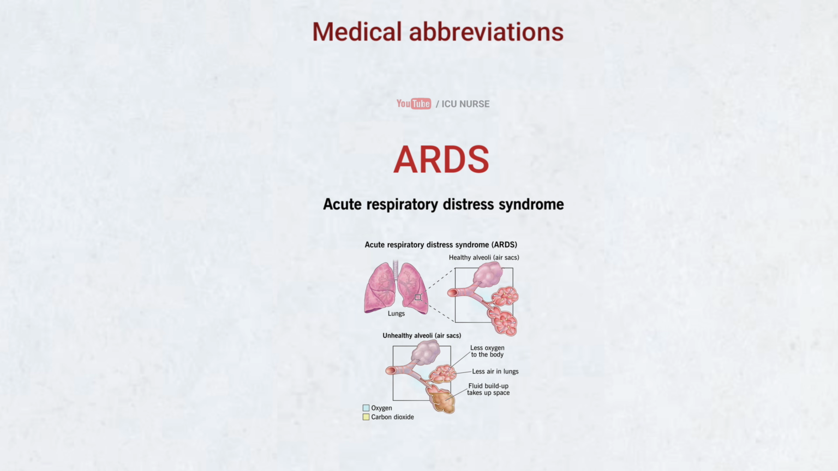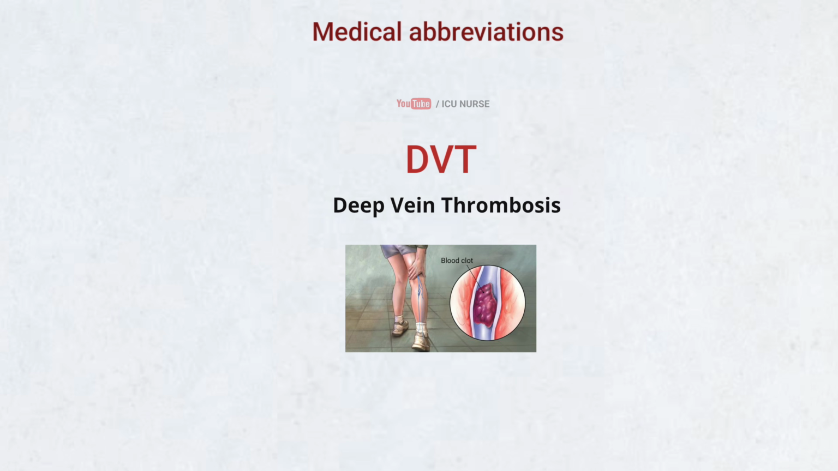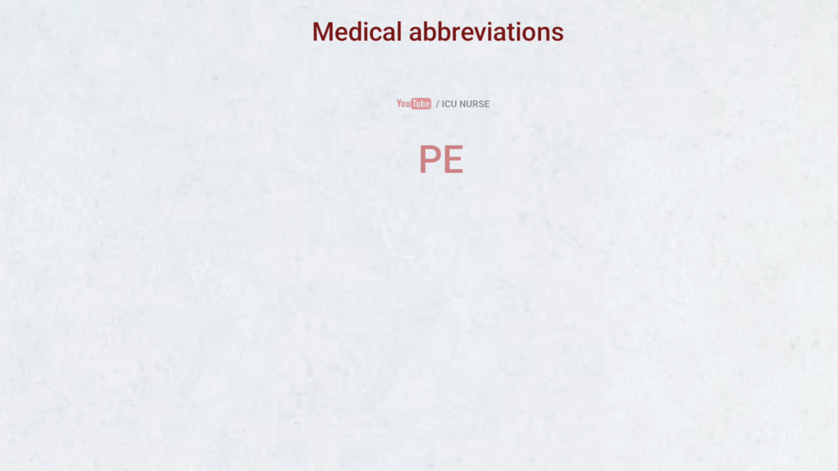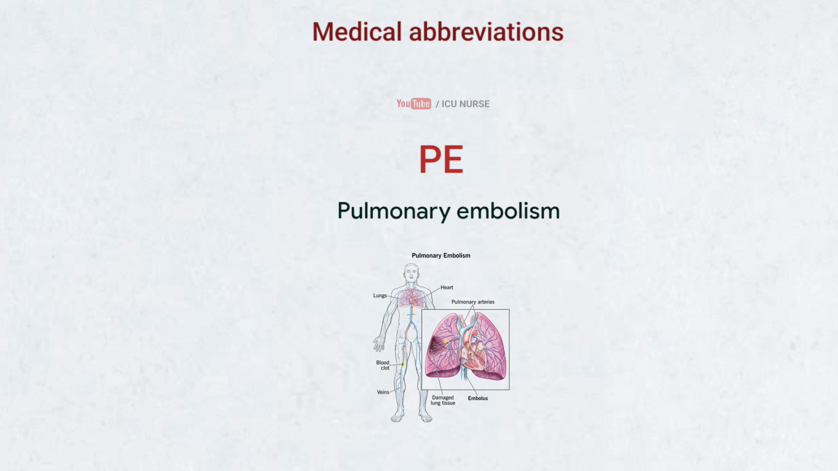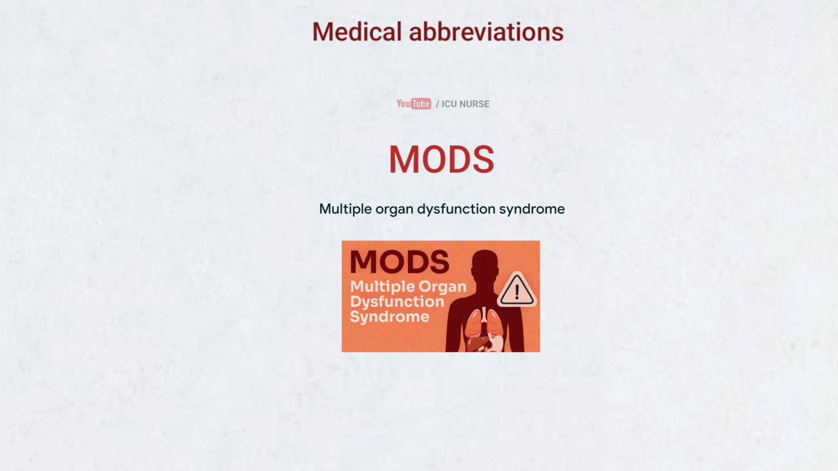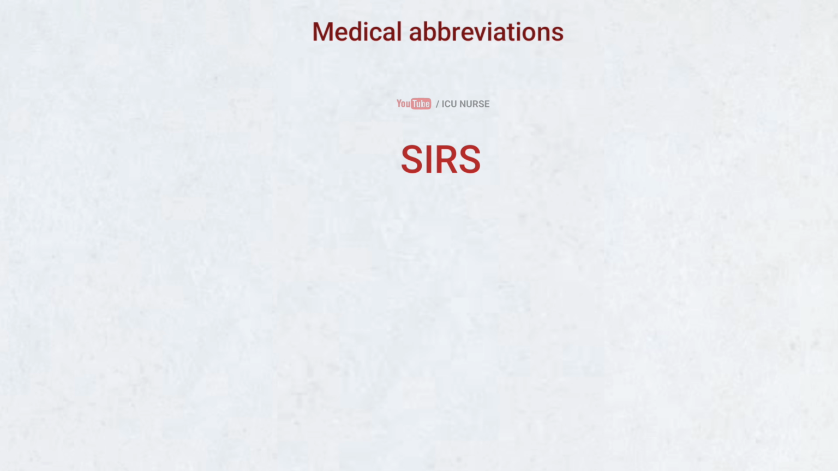ARDS, acute respiratory distress syndrome. DVT, deep vein thrombosis. PE, pulmonary embolism. MODS, multiple organ dysfunction syndrome. SIRS, systemic inflammatory response syndrome.